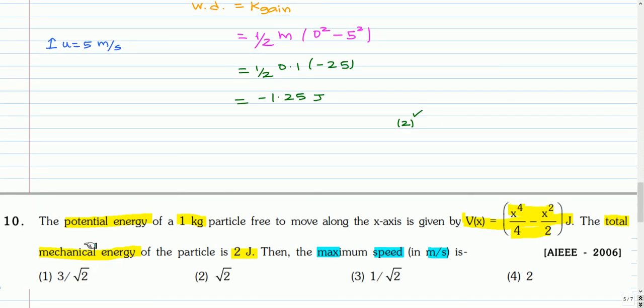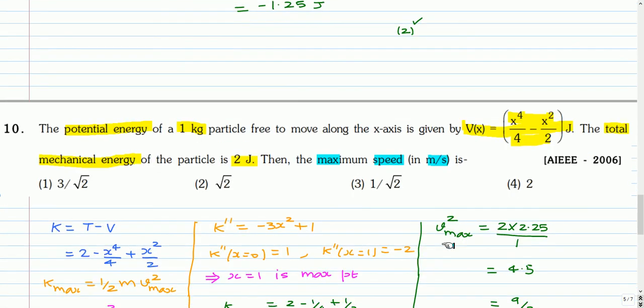This is the next question. The potential energy of a 1 kg particle free to move along the x-axis is V of x equal to this expression. The total mechanical energy of the particle is 2 joules. So the maximum speed in meters per second is. Here is the solution.